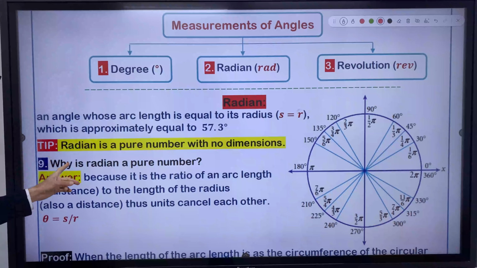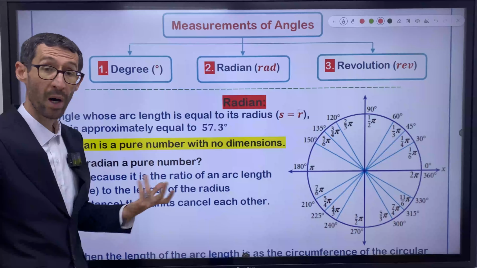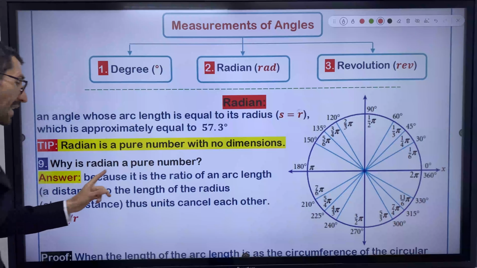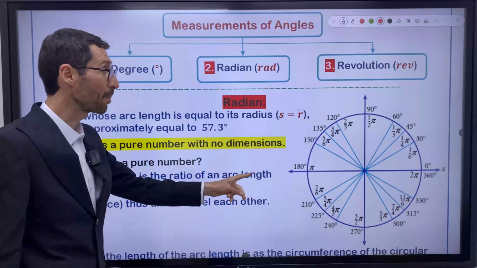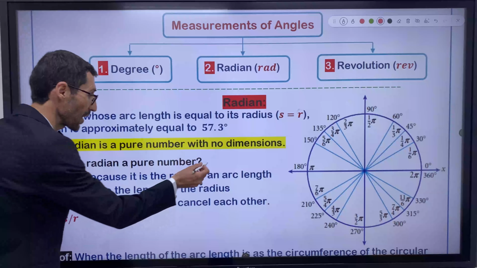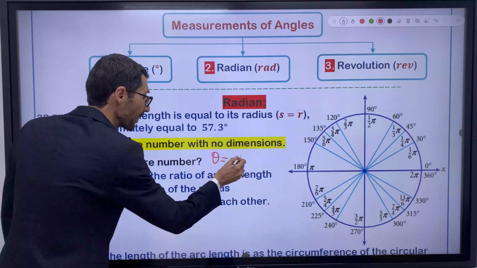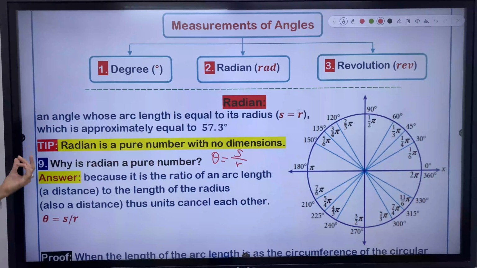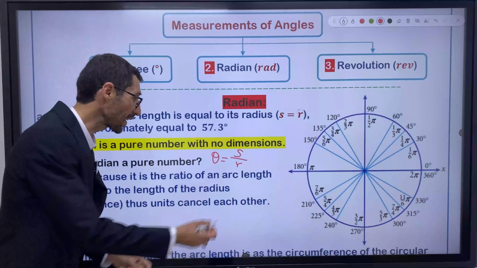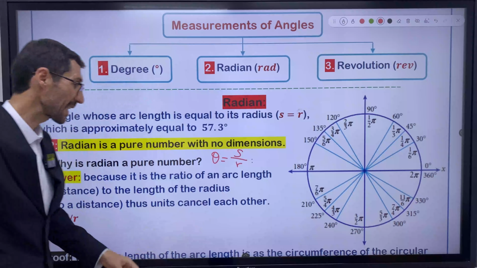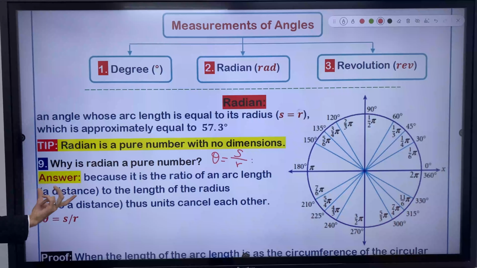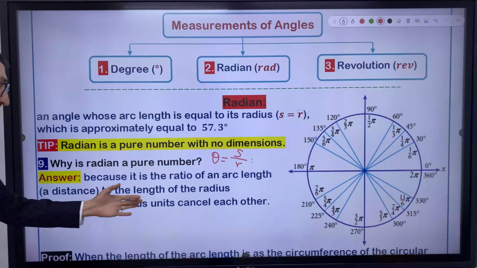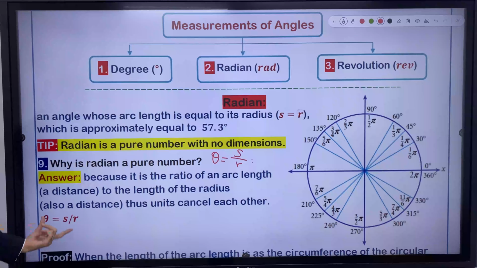Number 9. Why is radian a pure number? This is the question. Nice question. Answer: because it's the ratio of an arc length, based on the equation. Let me write the equation for you: theta is equal to S over R. Why do we say radian is a pure number? Because it's a ratio of an arc length S, which is a distance, to the length of the radius, also a distance. Thus, units cancel each other based on this equation.